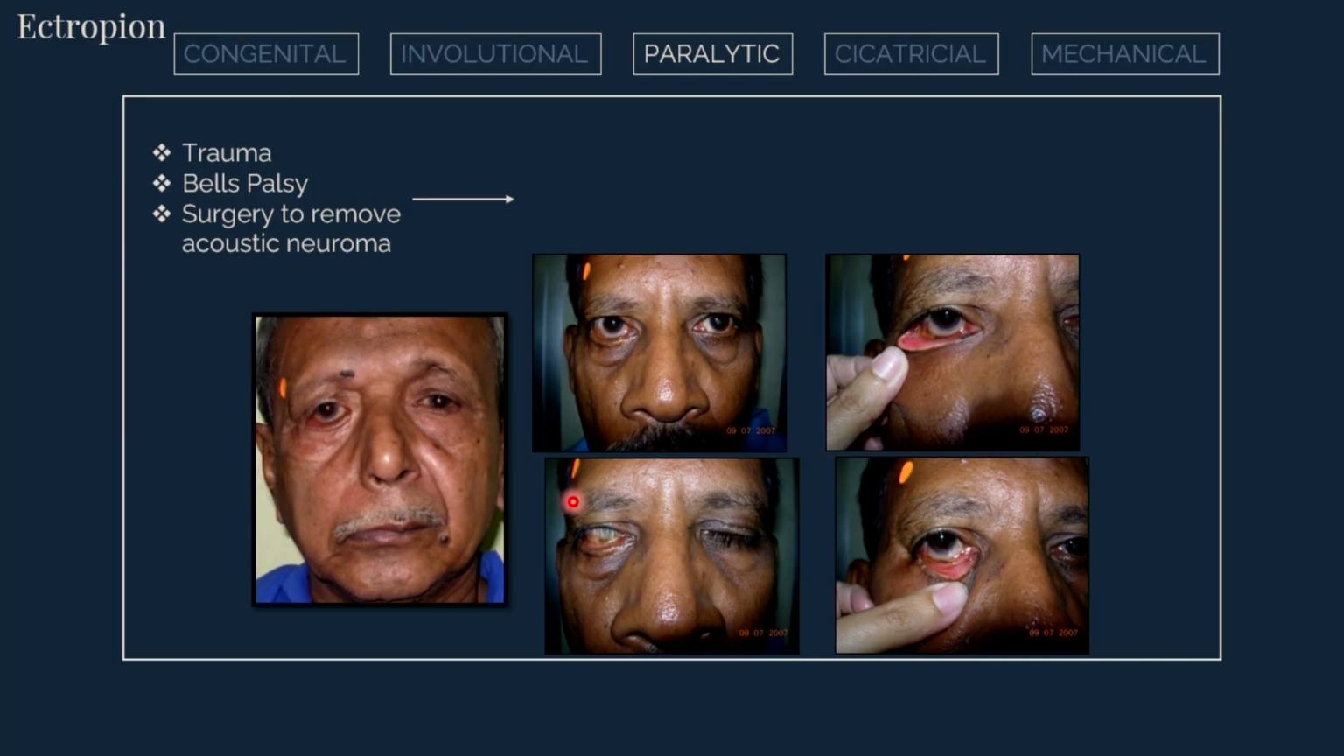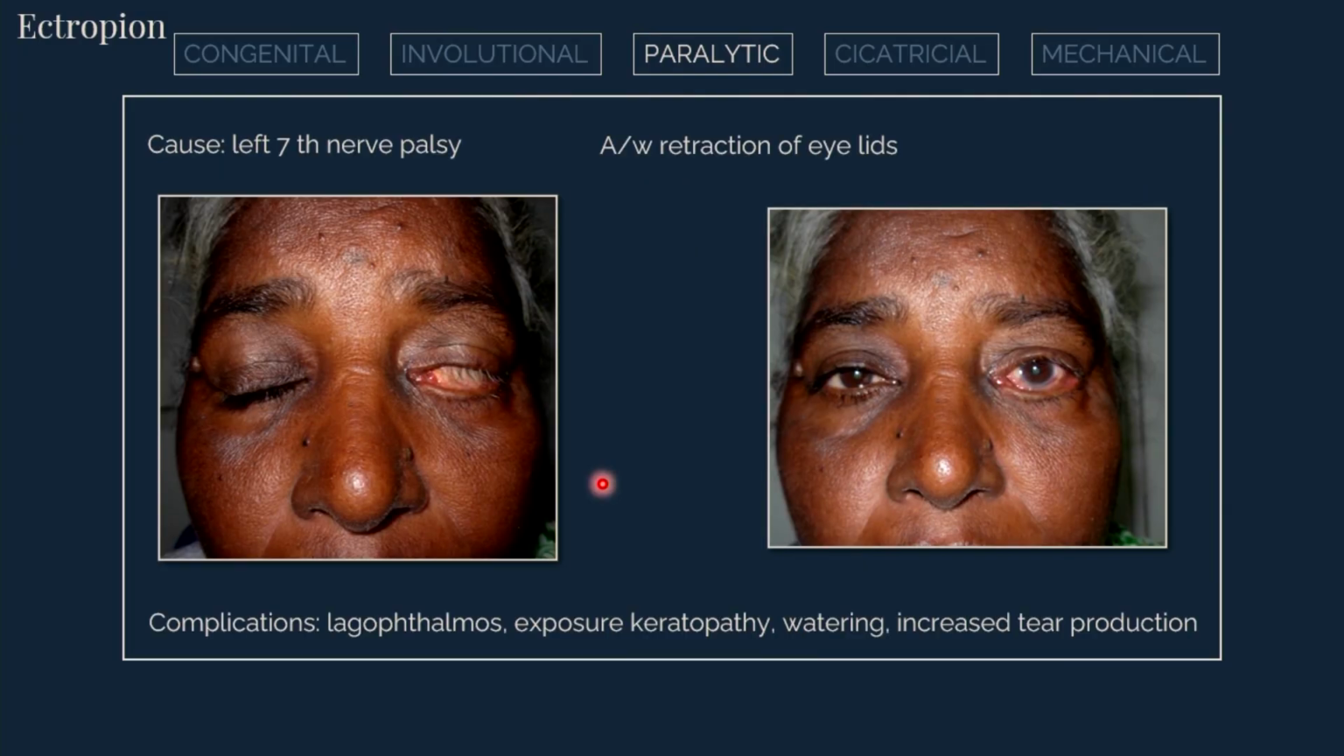Moving on to the paralytic ectropion. Mainly these are the causes where you have trauma, seventh nerve palsy, or post-surgical removal of acoustic neuroma that causes loss of the orbicularis tone, thereby causing a paralytic ectropion. So here we see a case of Bell's palsy where he has lagophthalmos. So this is just another case showing the same thing.